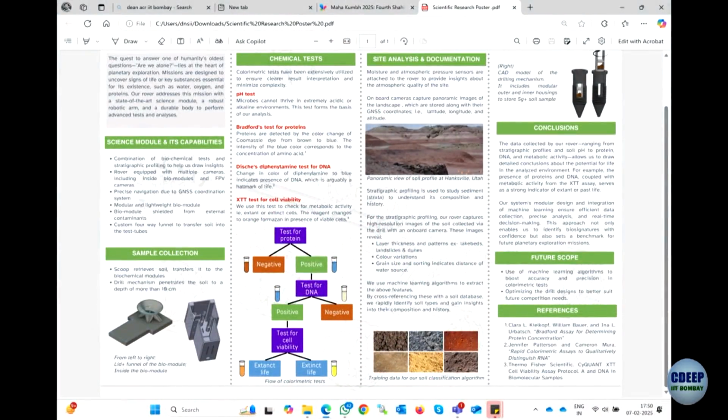And finally, we do have further improvements that we would like to make, including further testing so that we can have a proper visual of the amount of absorbance of dyes, so that we can have something to compare our results on site with, and optimizing drill designs to have a scooping option in them.